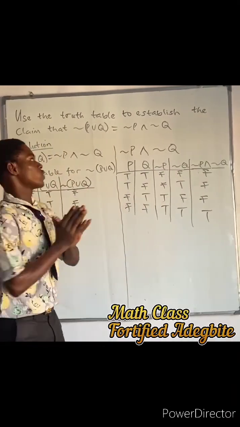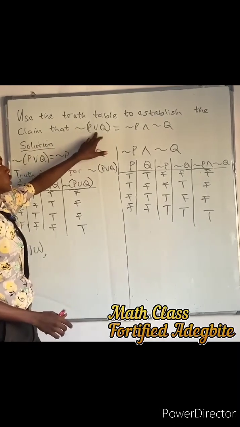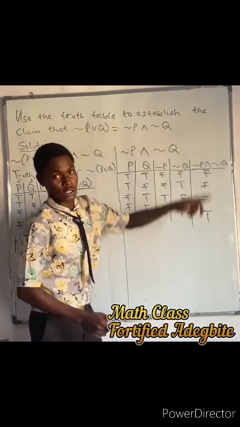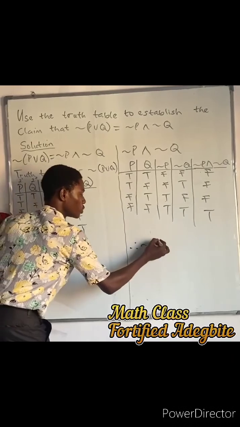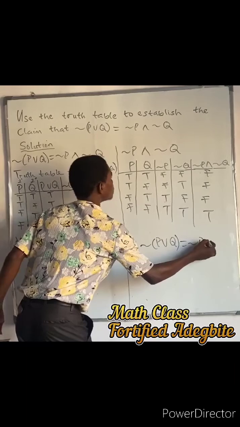So we've established the claim that negation (P disjunction Q) is equal to negation P conjunction negation Q. So therefore, negation (P disjunction Q) is equal to negation P, negation Q.